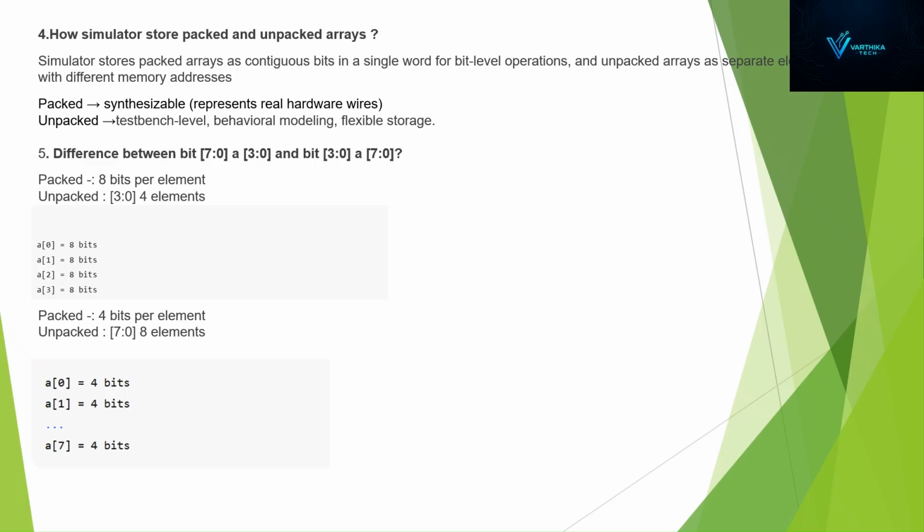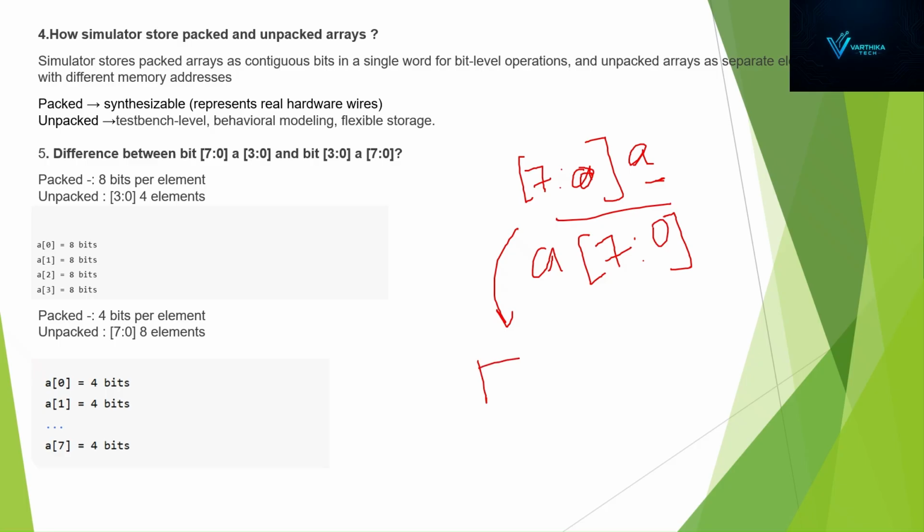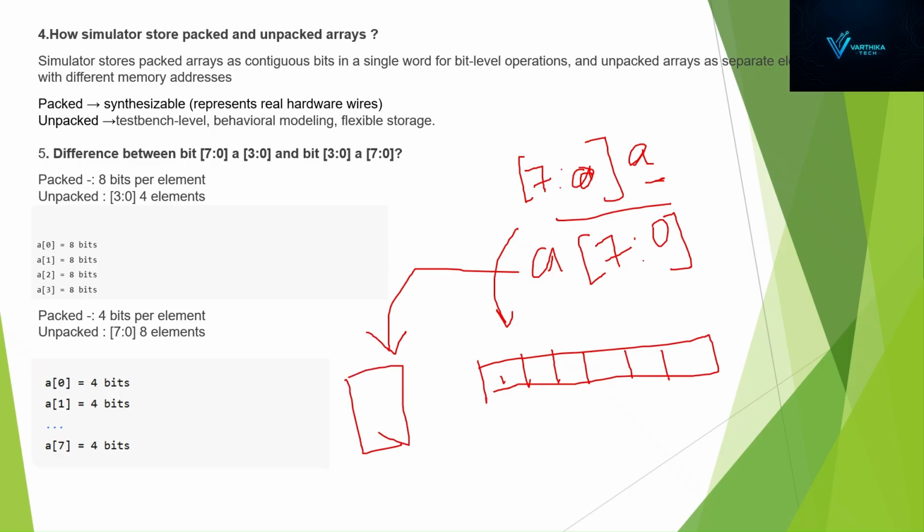So the representation of the packed arrays will be: if we declare any range before the variable, this is a packed array. If we declare any range after the variable, this is an unpacked array. So these packed arrays are stored as continuous data bits. They are stored like this, 1 1. And unpacked arrays are stored like this. These are index based.